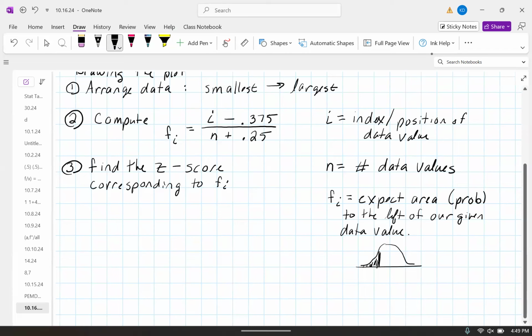Our Z-score chart we had last time, we're going to use it backwards like we did at the end of the class. So we'll look at our F sub I, find it on our chart, and figure out what our Z-score should be based on that.